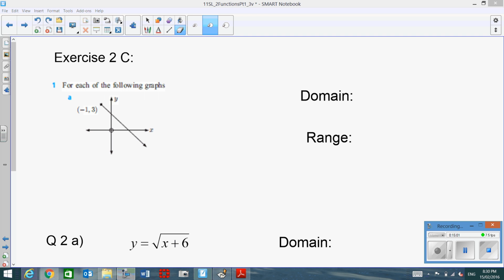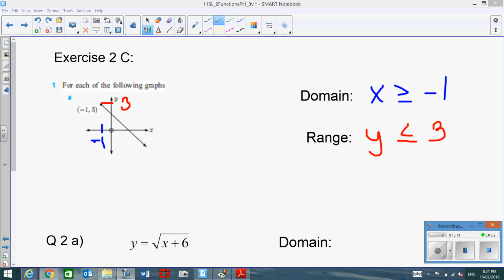And for our last minute today, go ahead and pause. Try exercise 2C number 1. For this graph, try to determine the domain and the range just by looking at the graph. Notice your x value starts at -1. Your y value, the highest one, is at 3. So make sure you've written yours the same way. If you wrote it in interval notation or with the braces, that's fine as well.